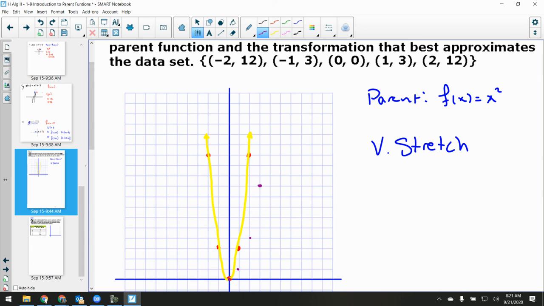If you're just estimating, I could say vertical stretch by 3. You can estimate that by 3. How do I see that? Look at 1, 1. What did 1, 1 get transformed into? 1, 3. This would have been 2, 4 for my parent, right? This got transformed into 2, 12. Okay, the y values are multiplied by 3. Vertical stretch by 3. Okay.